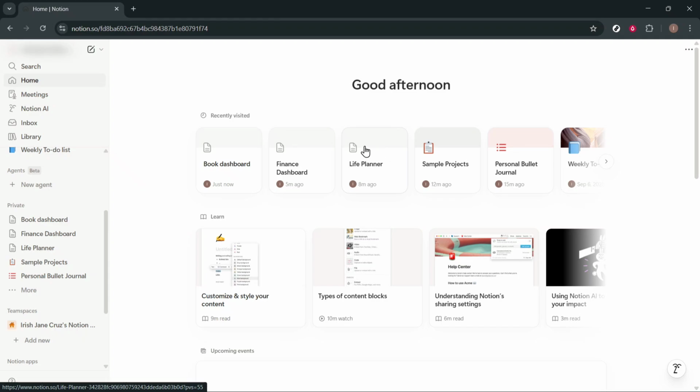How to make a trading journal in Notion. Want to improve your trading discipline? Let's build a trading journal in Notion step by step.